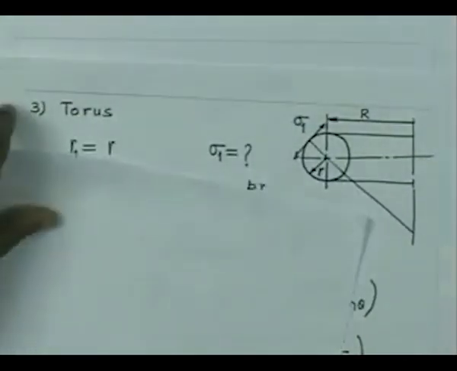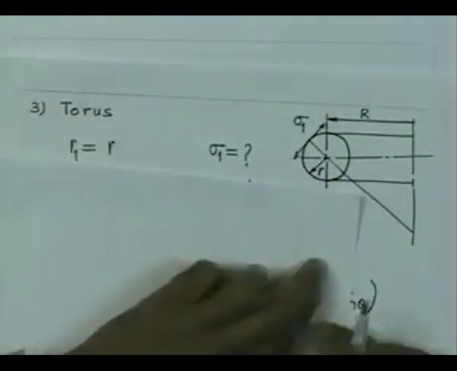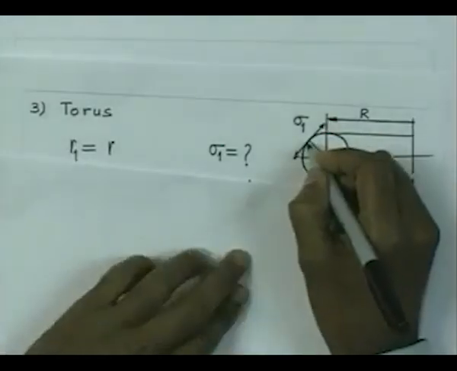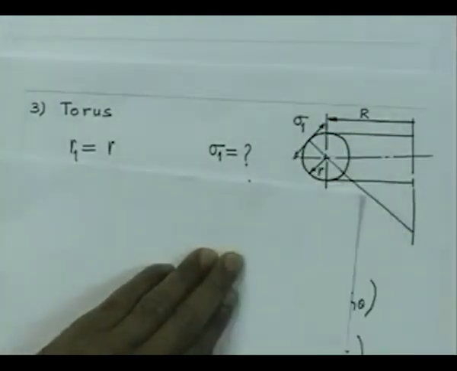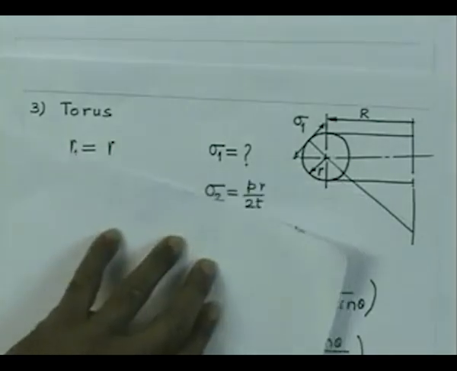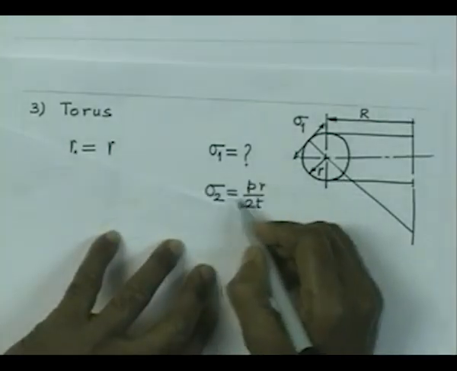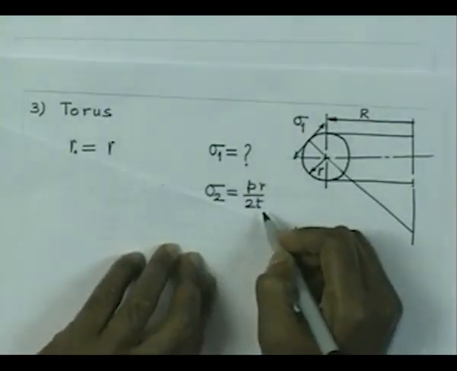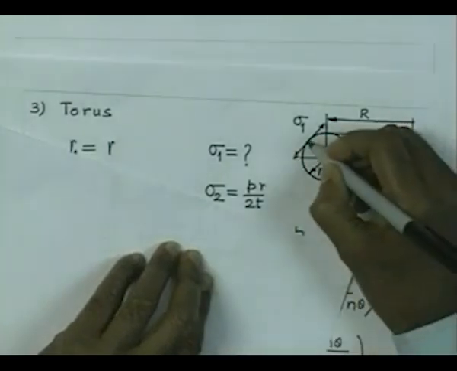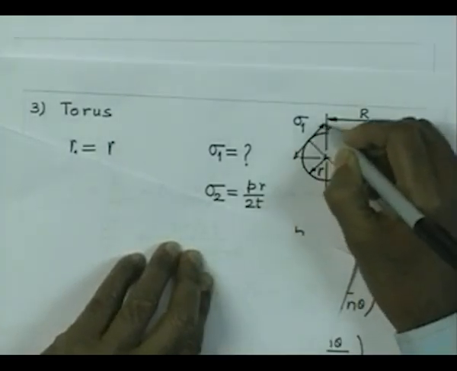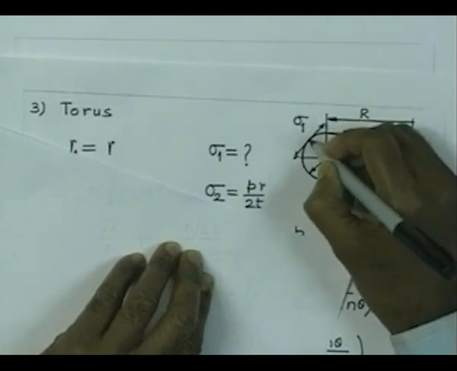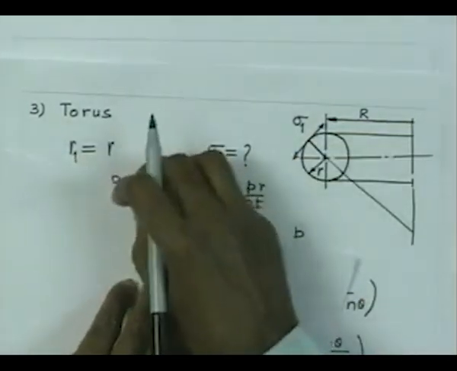So, in the case of a torus, we have the hoop stress which is going to act perpendicular to the plane of the paper. That stress is going to be given by sigma 2, which is pr by 2t, very easy to determine. Now, we are interested in finding out the axial stress sigma 1 acting like this, and obviously the radius of curvature for that is this r. So, r1 is equal to r.